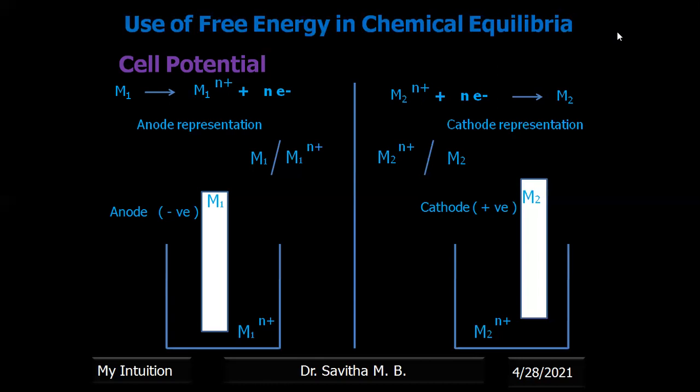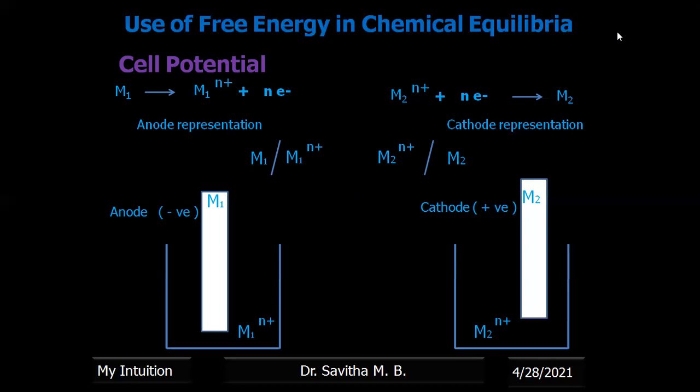Okay, so now the overall reaction in the cathode compartment or half cell is the metal ions M2 n+ getting converted into M2. So M2 n+ is in the ionic state, and M2 is in the metallic state, and the two are in different states. So the phase difference, the phase change, is given by a slash.